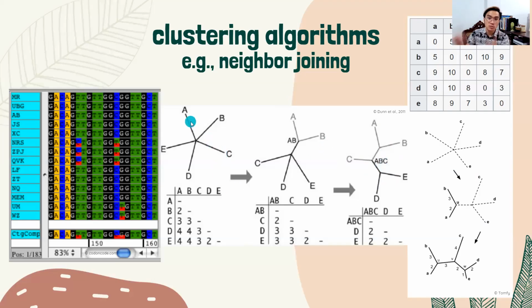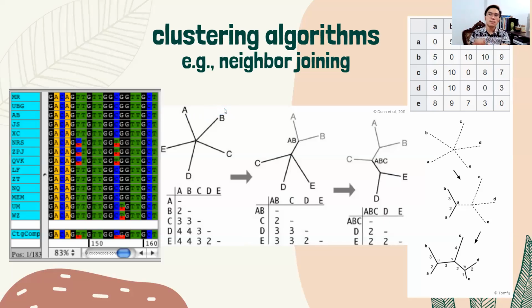Essentially, it joins 2 neighbors together at a time and makes sure that the distances between the joined neighbors and the other OTUs are computed a pair at a time as well. Okay, so that's what we call neighbor joining. So the shorter the genetic distance is between 2 neighbors, the more likely the algorithm will cluster them together first compared to the others.